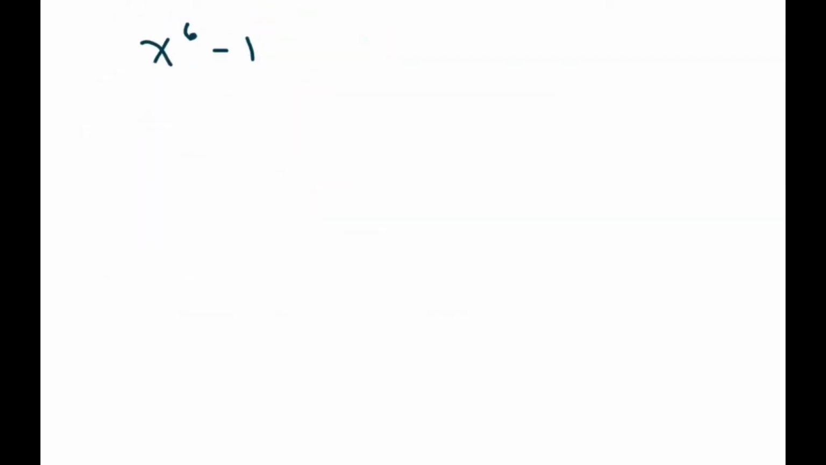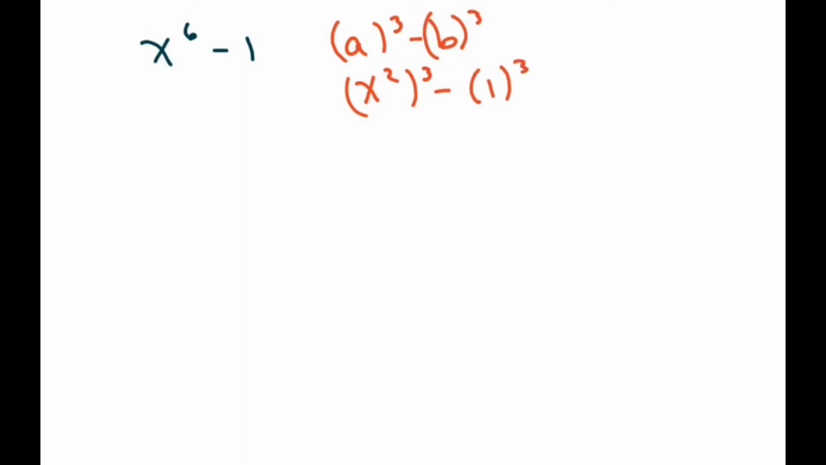And the next one we have is this one. Now I can do this one using my a cubed minus b cubed formula that we just did. So we'll do that one first. So my a would be x squared, and my b would be 1. And we know that's going to be then x squared minus 1 times x to the 4th plus x squared plus 1, based on that formula.